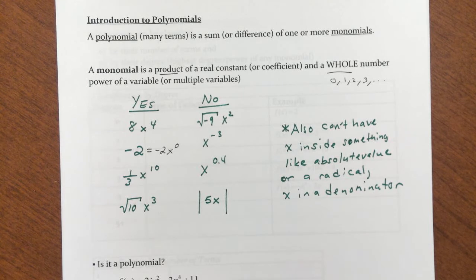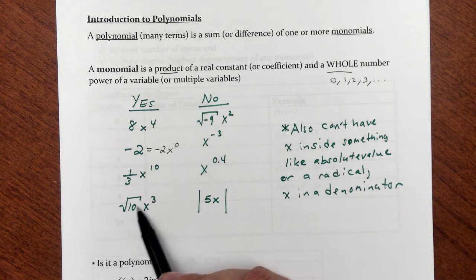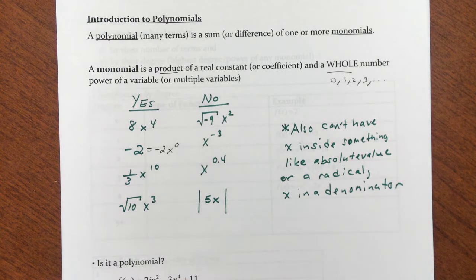And one last example, the square root of 10, x to the 3rd. 3, most definitely a whole number. The square root of 10 is real. It can only be approximated. It is irrational, but it is real. Things that are definitely not polynomials, or excuse me, not monomials, and thus not polynomials.